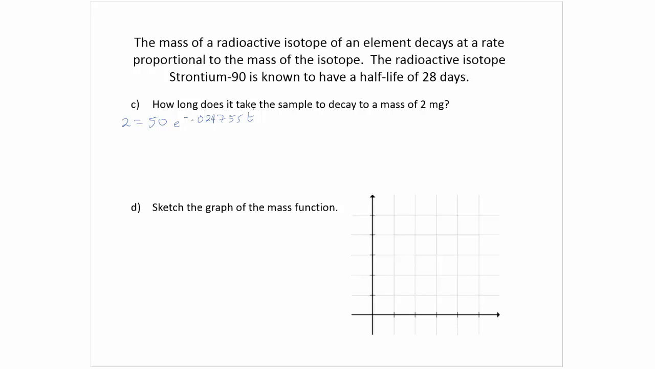First thing we do is divide through by 50. 2 divided by 50 is a nice number. It's 0.04. So 0.04 is equal to e to the kt, I'm just going to abbreviate. Natural log both sides. Natural log of 0.04 is then equal to kt, divide through by k. And so t is equal to the natural log of 0.04 over negative 0.024755. And we'll calculate that. And my calculator says that that's approximately 130 days.